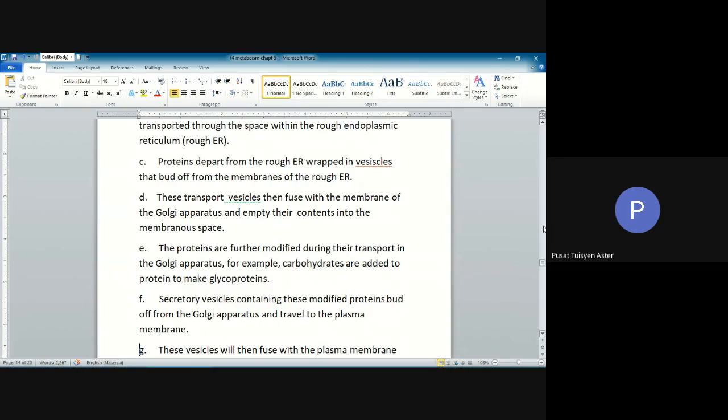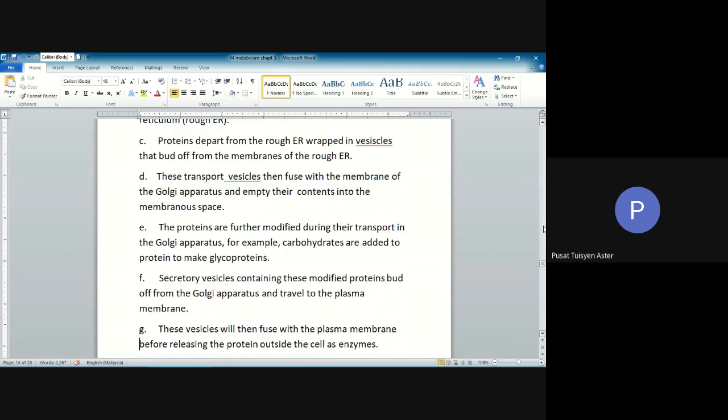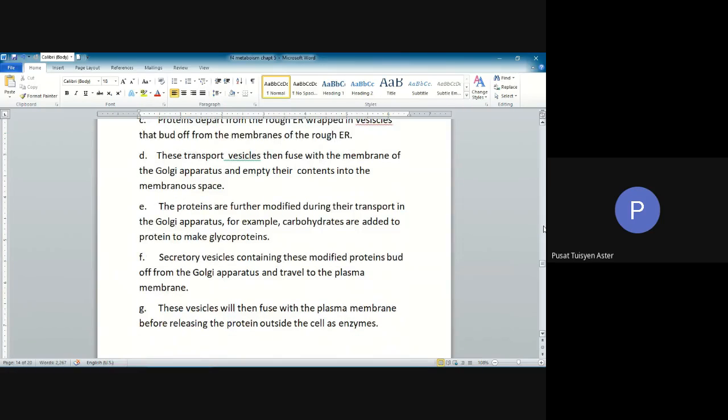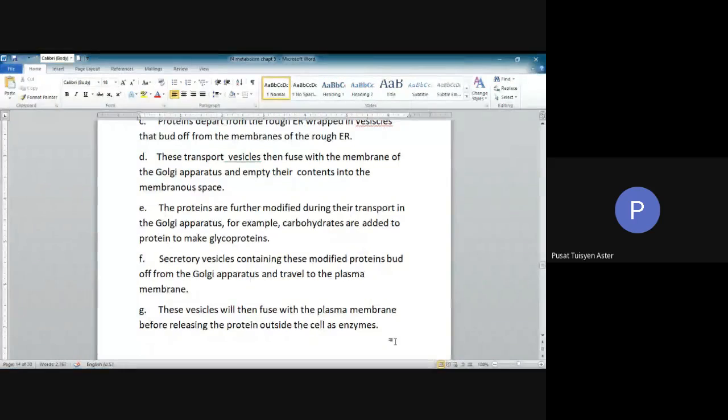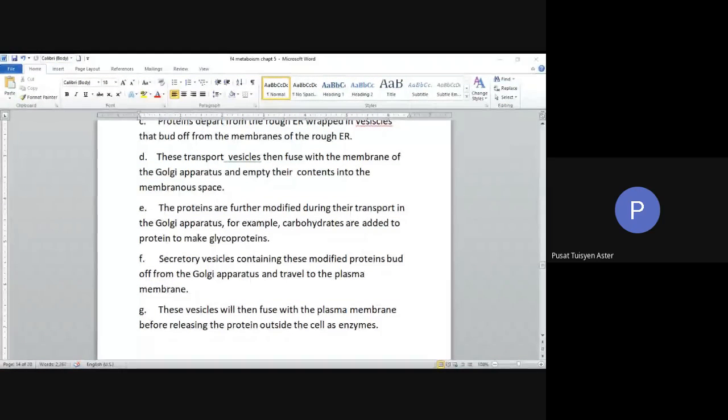Now, these transport vesicles then fuse with the membrane of the Golgi apparatus. Ingat lagi tak Golgi apparatus? Do you guys remember the function and the shape of the Golgi apparatus? Can you tell me?